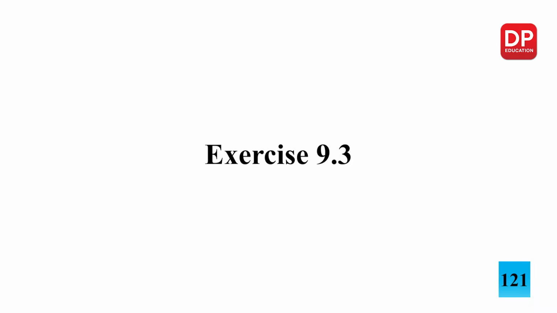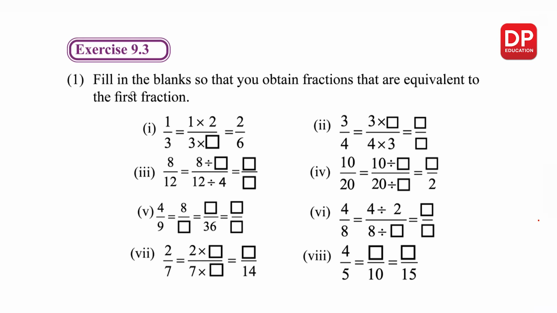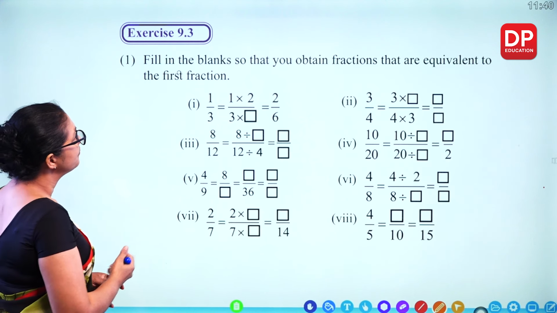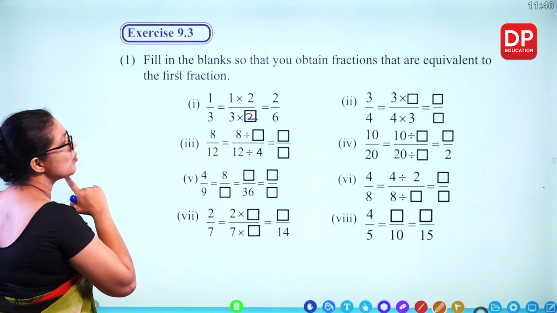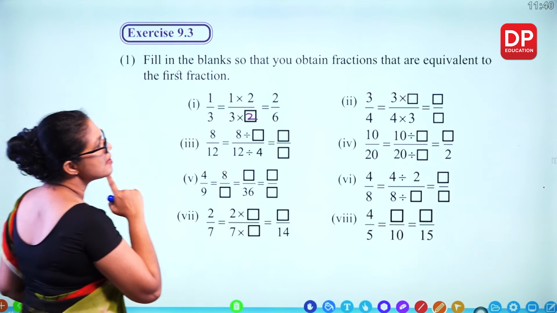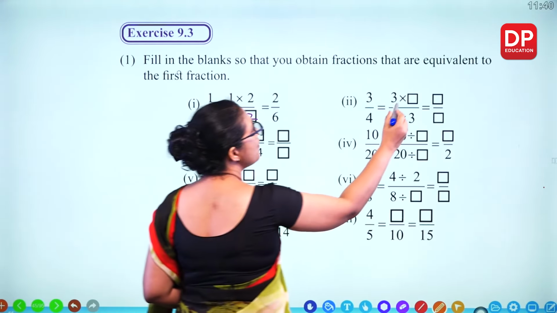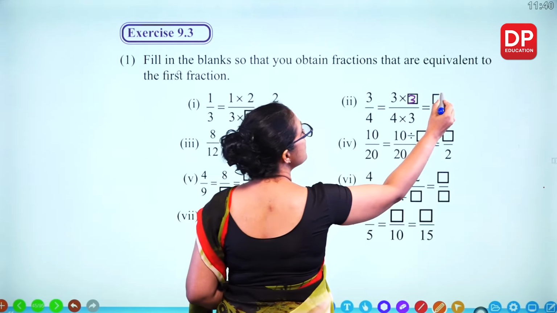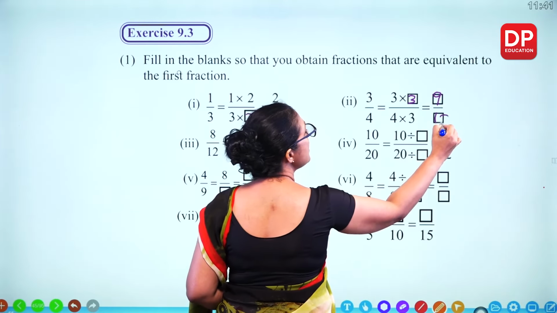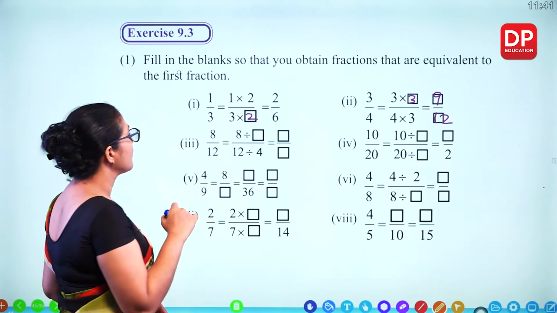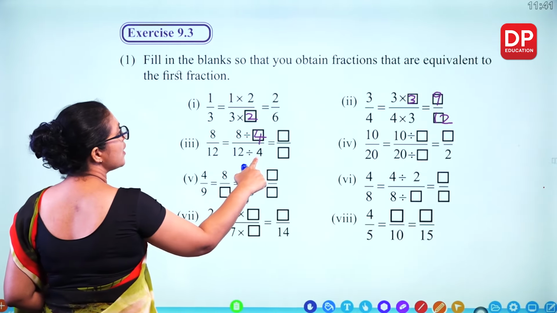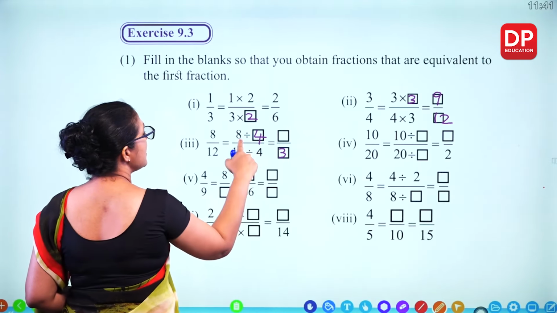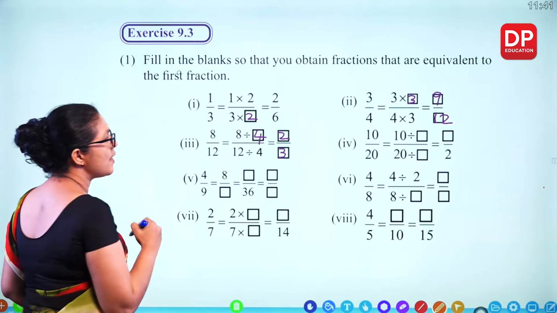Exercise 9.3. Fill in the blanks so that you obtain fractions that are equivalent to the first fraction. This is multiplied by 2. You get 2 over 6. This is multiplied by 3. 3 times 3, 9. 4 times 3, 12. This is divided by 4. So 12 divided by 4 is 3. 8 divided by 4, that's 2.